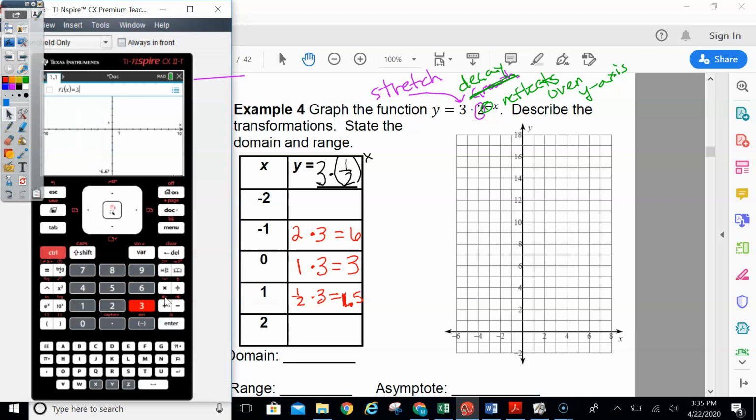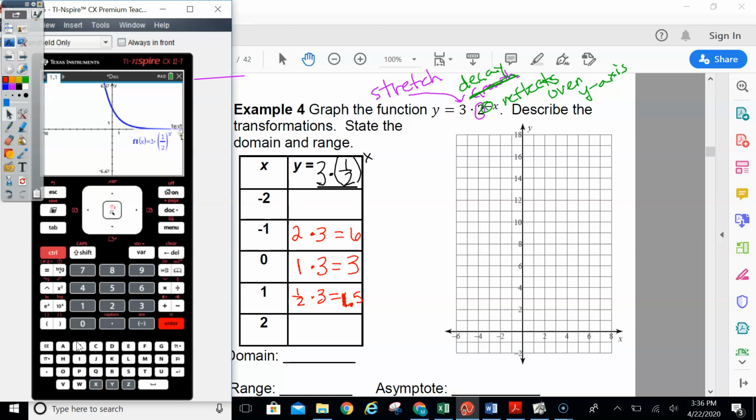I'm going to do 3 times 1/2. So in these calculators, you don't need parentheses around it because it does the stacked fraction. But if you don't do the stacked fraction, you do need parentheses when you divide. So to the x power. And we're going to graph it. So again, notice how it's a decay. It's going down from left to right.